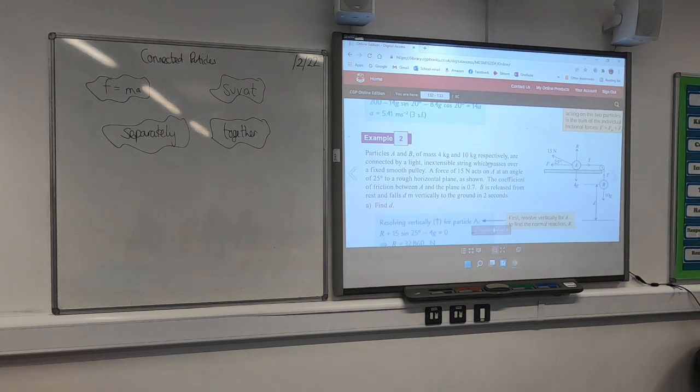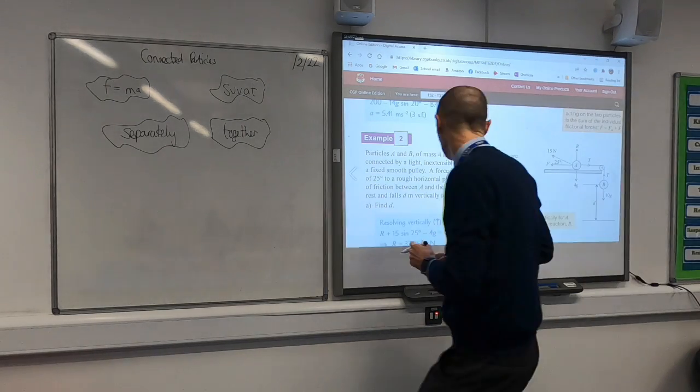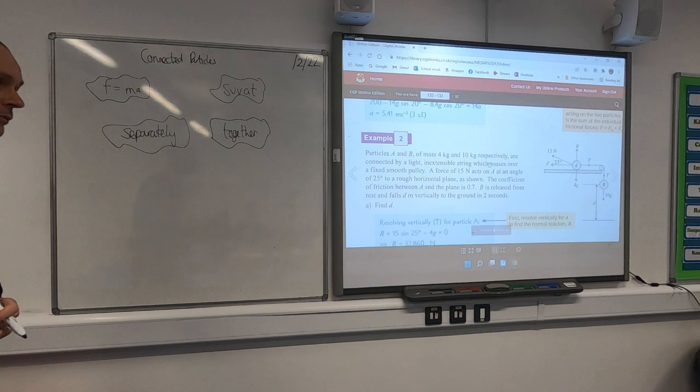We've got here what I reckon is a fairly classic connected particle question. We've got one particle on a rough slope, so there is friction, and that friction is marked for us in the diagram, and it is opposing the movement. And we've got another particle dangling, and common sense tells us that unless friction is really strong, the 10 kilogram particle is going to cause B to fall. But they confirm that by telling us in the question that B is released from rest and falls to the ground in 2 seconds.